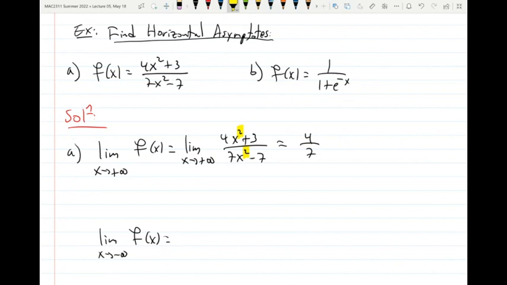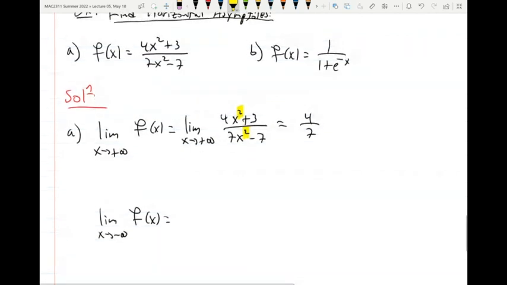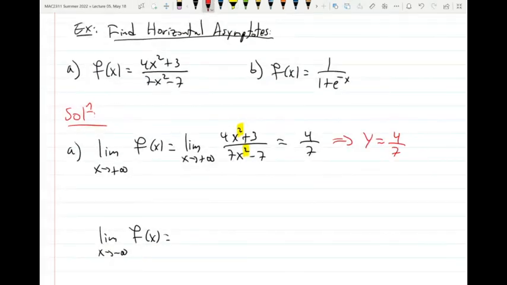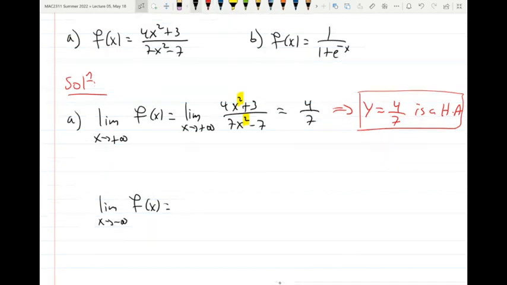You can do the garbage routine, and then the x squares cancel, right? And you get your 4/7. Okay, so that means that we found a horizontal asymptote. So that means that the line y equals 4/7 is a horizontal asymptote. Okay? All right, the next one.